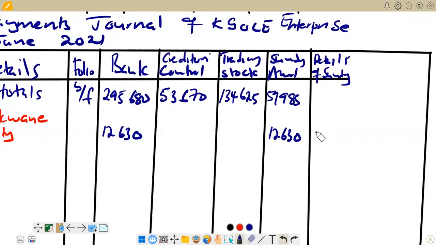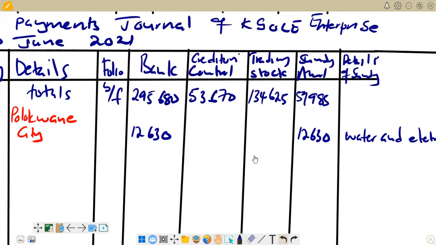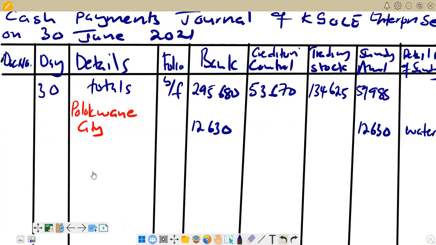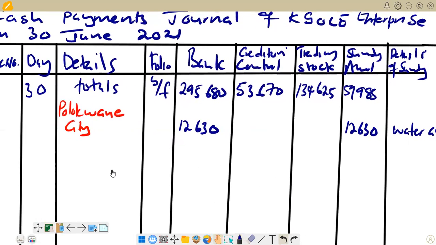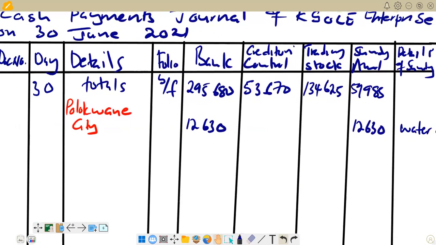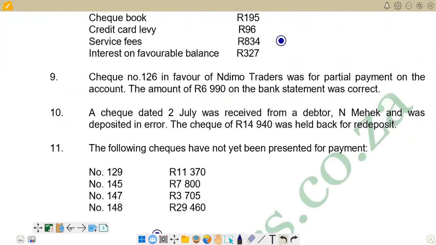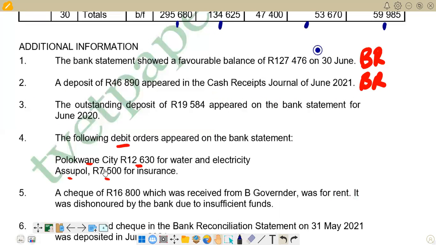We know that we are paying water and electricity. So it's water and electricity. So this is what we have there. And then obviously we go to the next one. Remember, we've got insurance there. For the insurance that was paid, we can go back to recheck the actual details. We are seeing that there's ASPO. We are paying ASPO 7,500 for insurance. So we can go and enter that one.